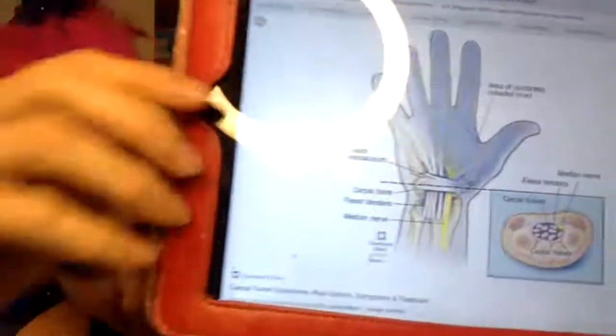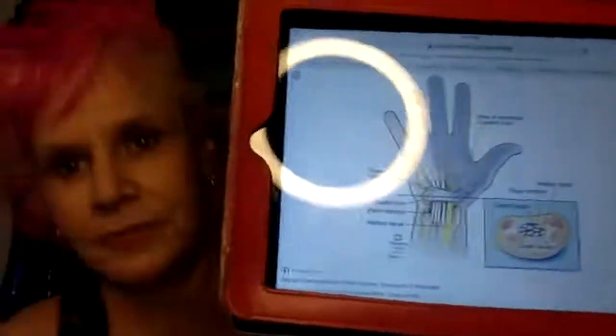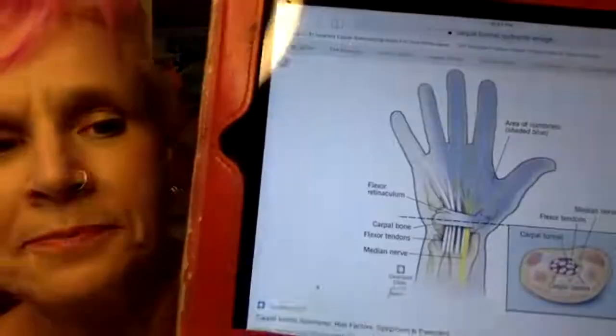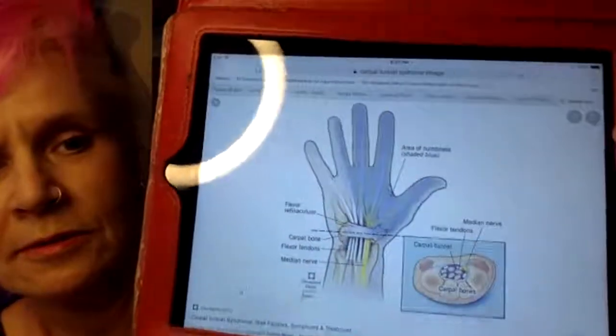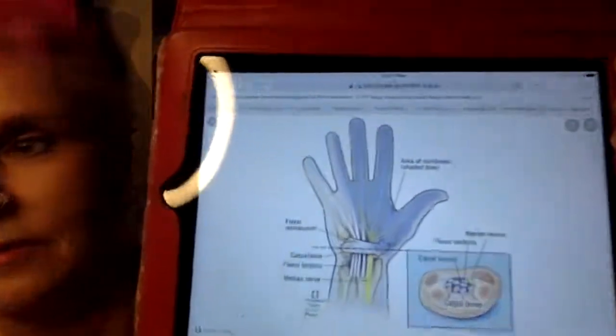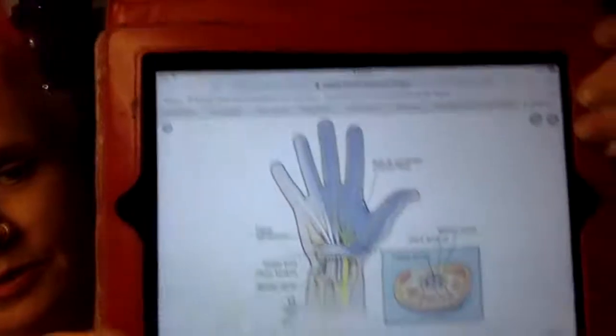Well, it means that there is a carpal tunnel here made out of a ligament. I'm going to go to my iPad and hopefully we're going to be able to see this. The magic of my highlight here. Let me get that a little bit out of the way. There we go.